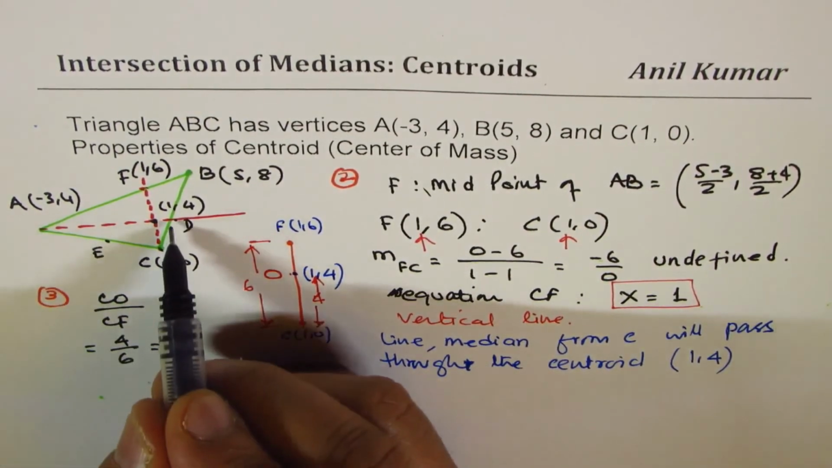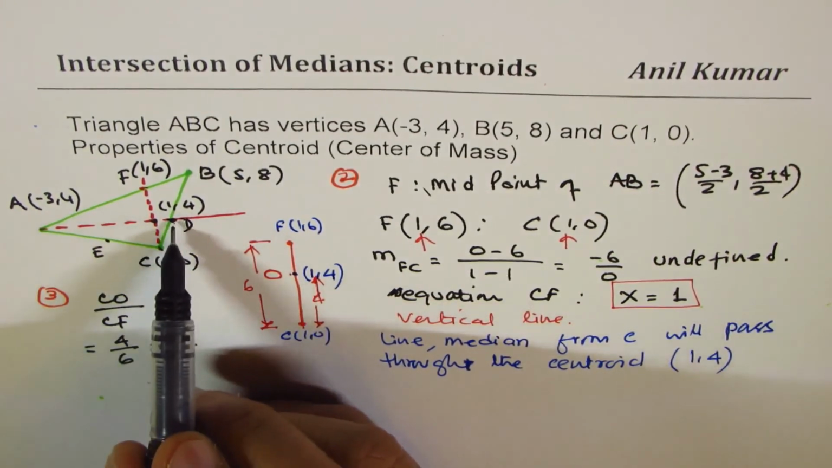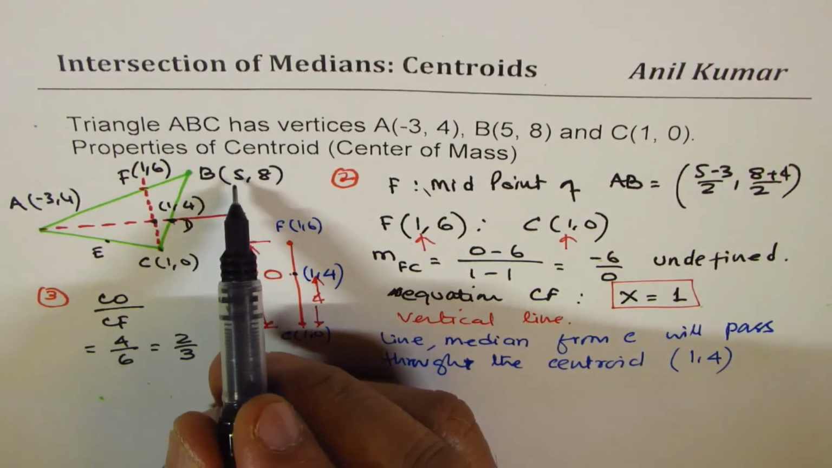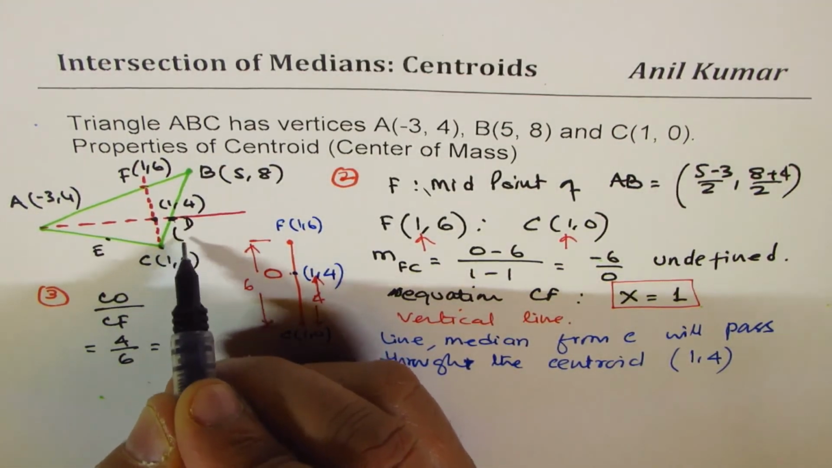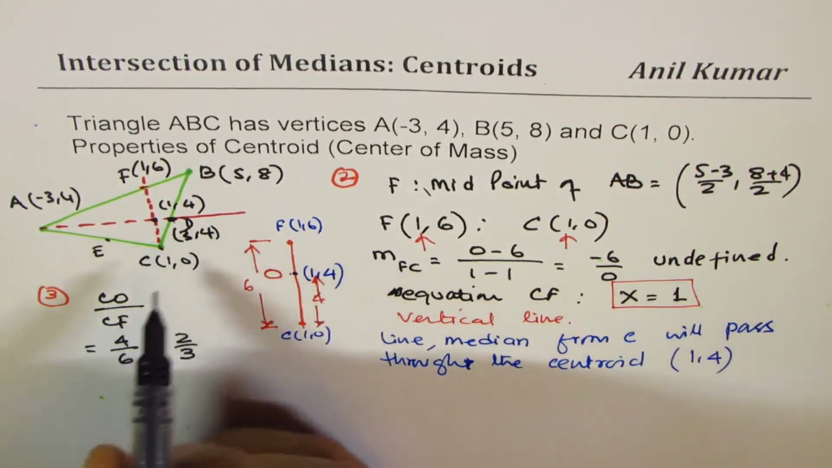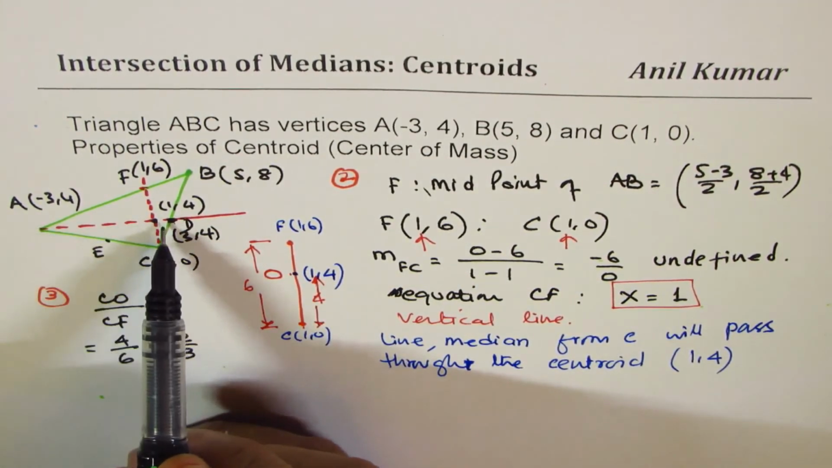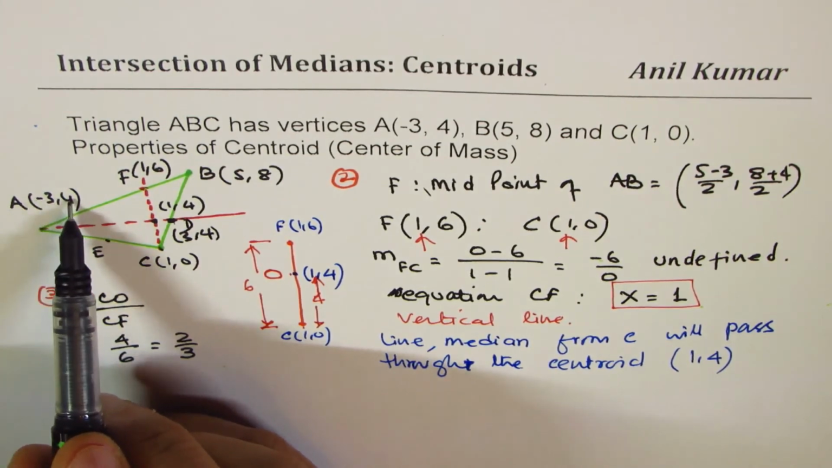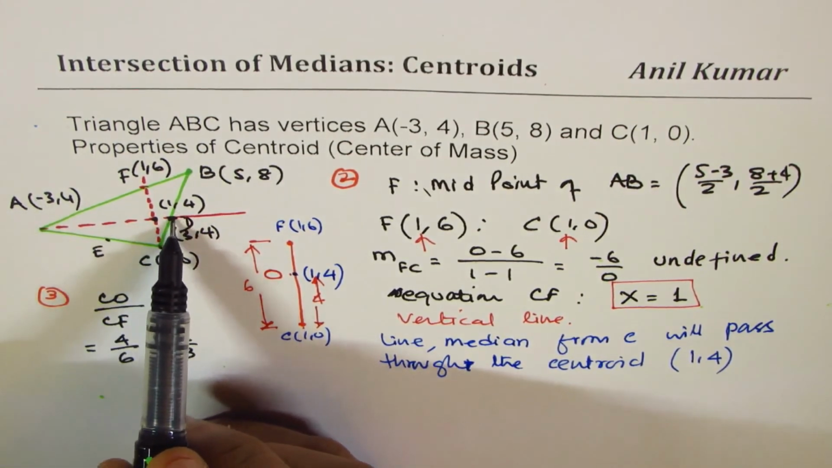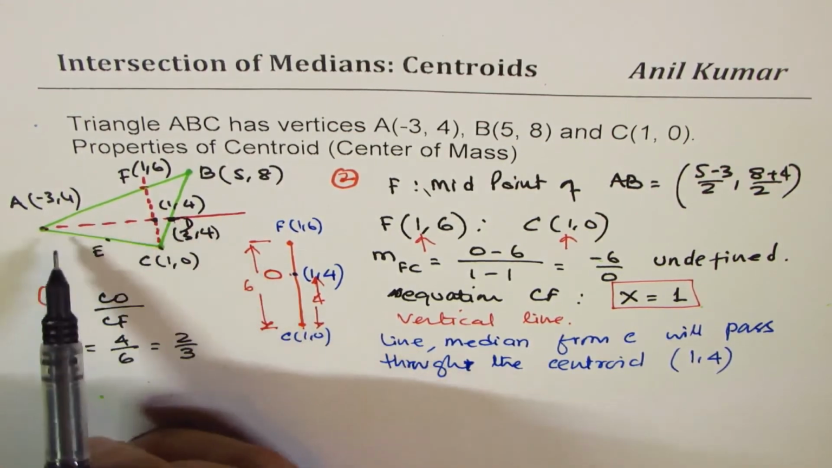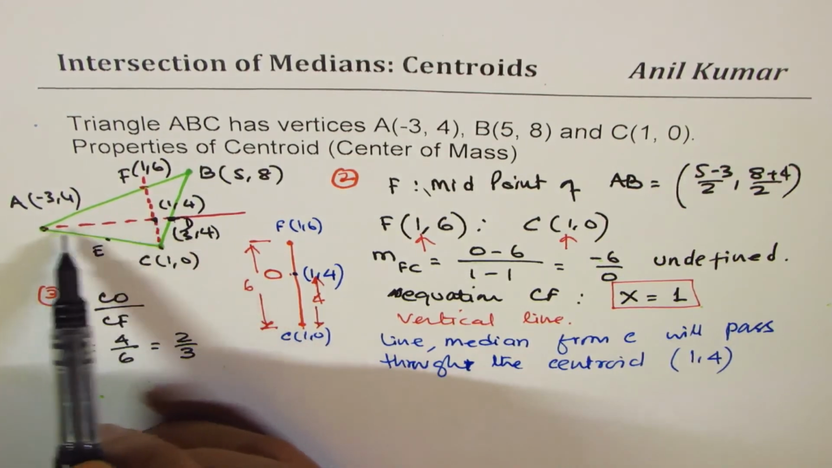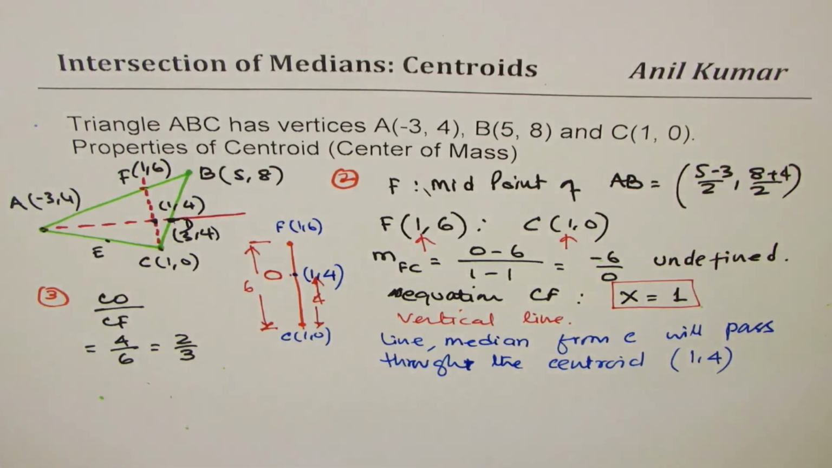Now, if you look at this horizontal line also, we found that this midpoint was (3, 4). This point is (3, 4) for us, D. So horizontally, this is (minus 3, 4) and this is (3, 4). That means the total length is 6 units. And from the vertex to the centroid, it is again 4 units. Correct? And therefore, here also the distance is 2/3, right?